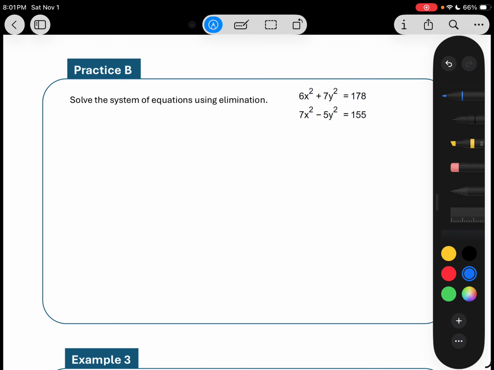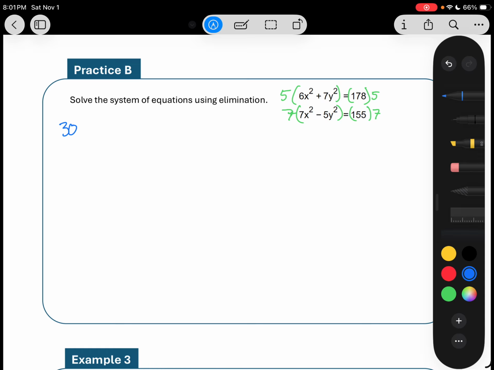Okay, here we go with practice B. So hopefully you noticed that we can't add up the equations yet because nothing would eliminate if we did. So we have to set them up so that we can do that. I'm going to multiply the top equation by 5 and the bottom equation by 7. That way my y's will match up and I'll be able to add those up and eliminate my y's.